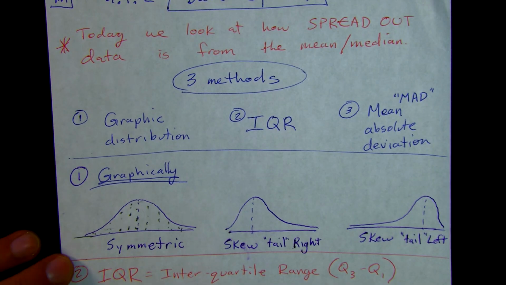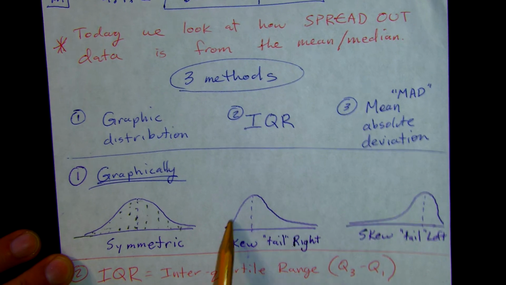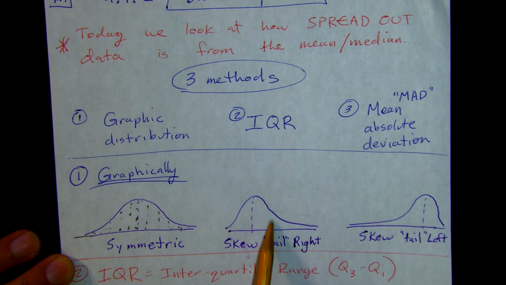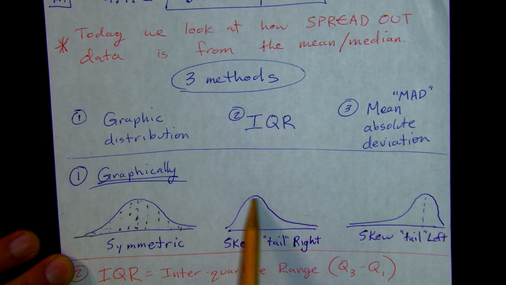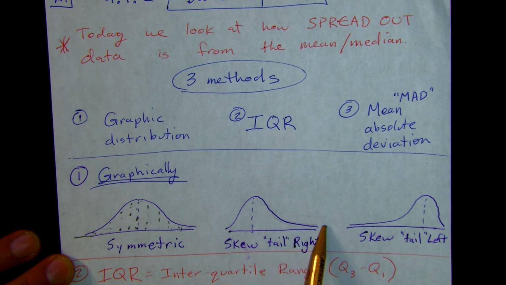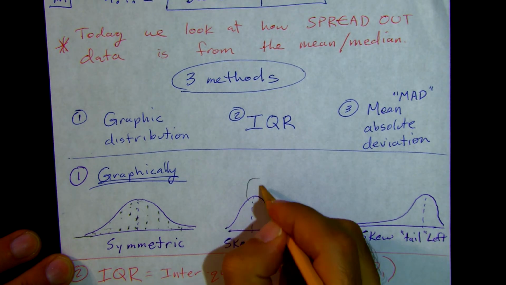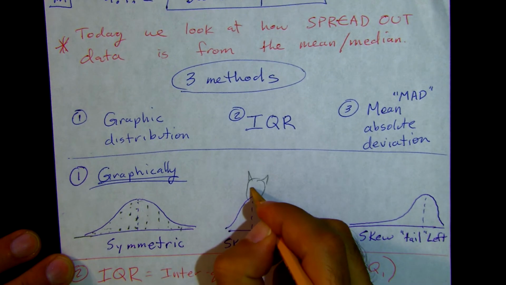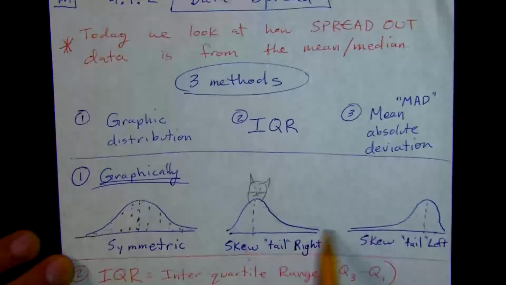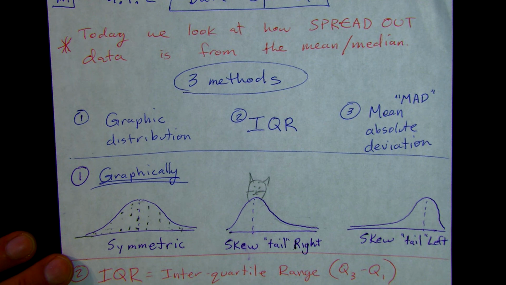This would be a class where everybody is getting like a D. Most of the kids are getting a D, and a few kids are doing good. This is skew right, skew tail right. I like to think of it as tail because then I can draw a picture of my cat and whiskers. The tail goes over towards where the skew is. It's like a cat wrapped in a blanket.